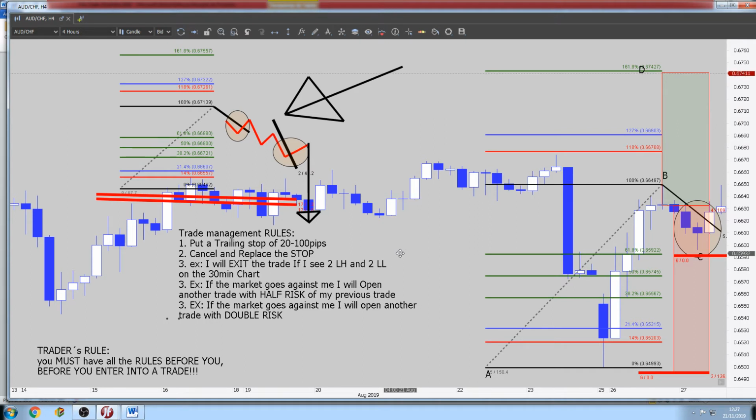So trader number 1 is going to exit the trade if he sees 2 lower lows and 2 lower highs on the 30-minute chart. Trader number 2 is going to open another trade with half risk. So if he's risking 1% in the first trade, he's going to risk 0.5%. Or the third trader is going to open another trade with the same rules: counter trendline break, bullish candlestick formation, past support, and the other things, but with double risk, meaning he's not going to enter with 1%, but with 2%.